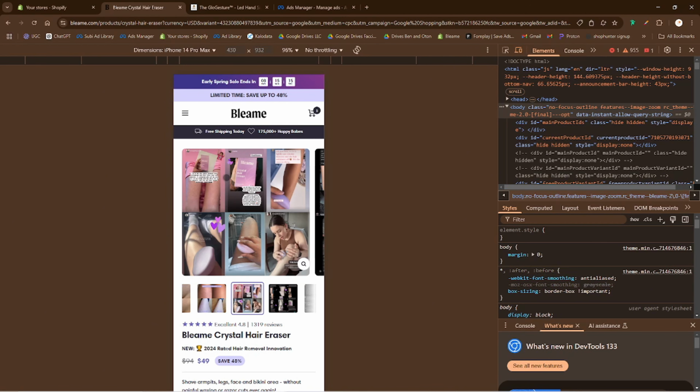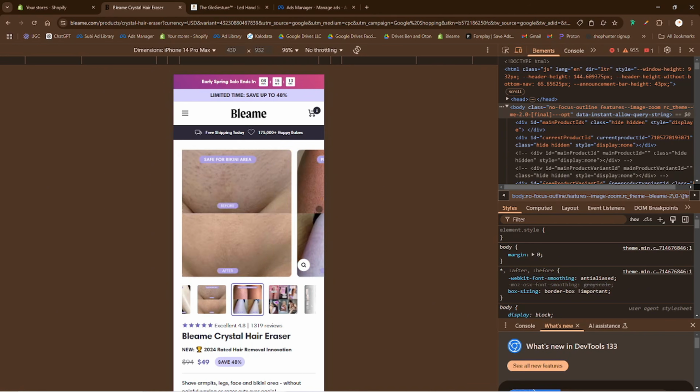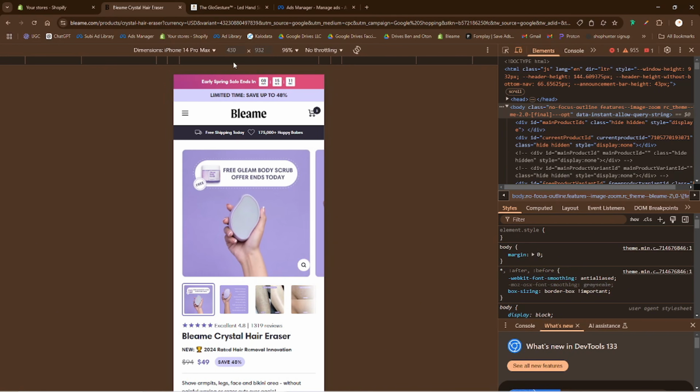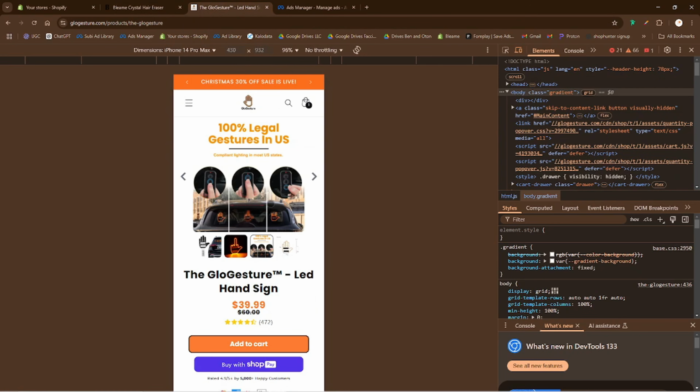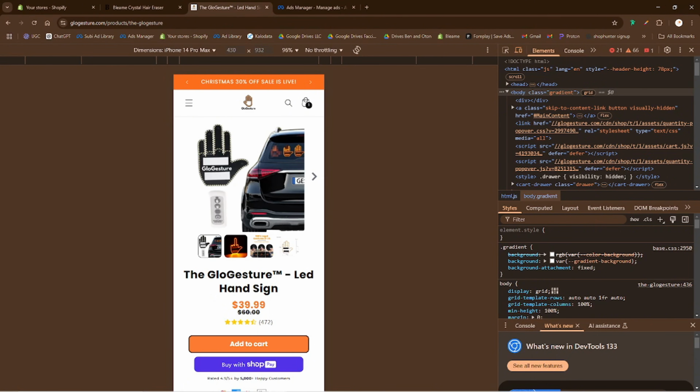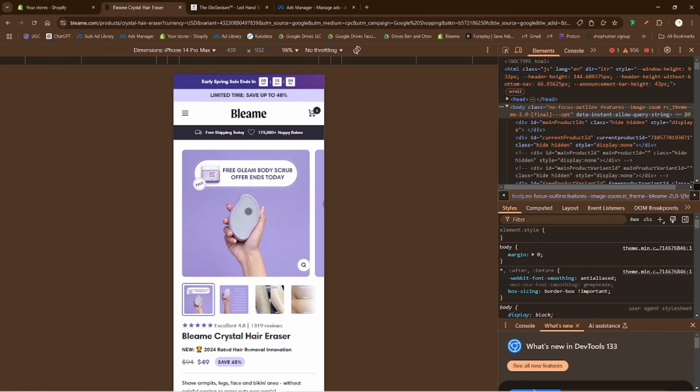Okay, so let's do a quick glance. If you landed on both these pages, which one would you like more? The Glow Gesture LED hand sign, or Bleem crystal hair? Definitely Bleem. Okay, fire. Sweet. Very intuitive.